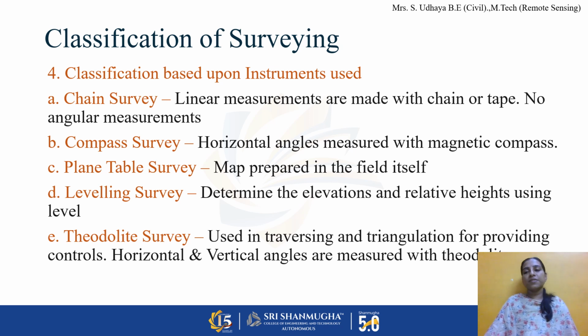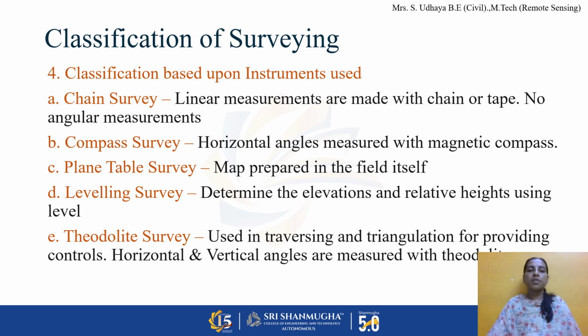Then the next classification is based upon the instruments used. There are so many instruments available in surveying. Chain survey is done with chain or tape. Here no angular measurements are done. Compass survey is carried out with magnetic compass. Two types of compass are generally available to determine bearings. One is prismatic compass, the other one is surveyor's compass.